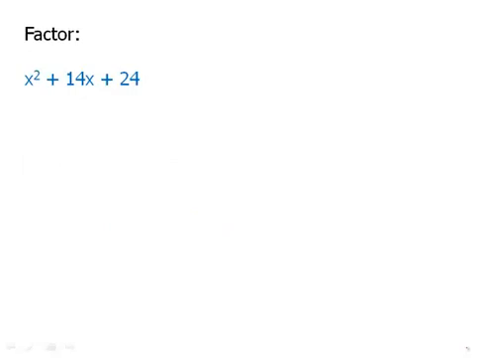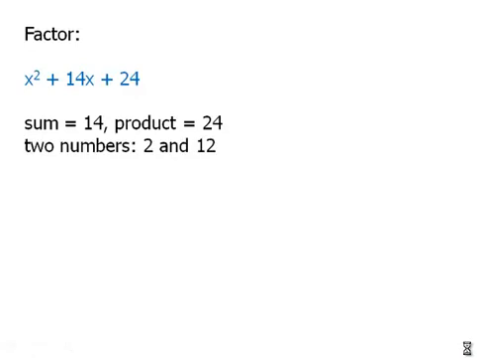We'll factor this one. We need a pair, they have a sum of 14 and a product of 24. A little bit trickier because there are many factor pairs that multiply to 24. We could do 4 times 6, that's not the right sum. We could do 3 times 8, that's not the right sum. We could do 2 times 12, that's the right sum. And so the numbers that we need are 2 and 12, and this is the factored form, x plus 2 and x plus 12.